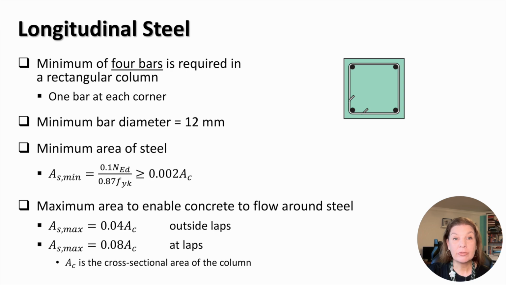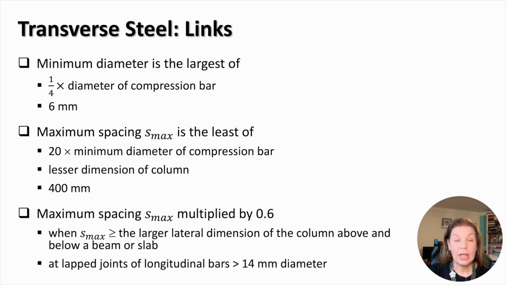To enable concrete to flow around steel bars, the maximum area of steel allowed outside laps is 4% of the column cross-sectional area, while at laps it is twice as much. The minimum diameter of links should be the largest of a fourth of the diameter of the compression bar and 6 millimeters. The maximum spacing of links is the least of 20 times the minimum diameter of compression bar, the least dimension of the column, and 400 millimeters.